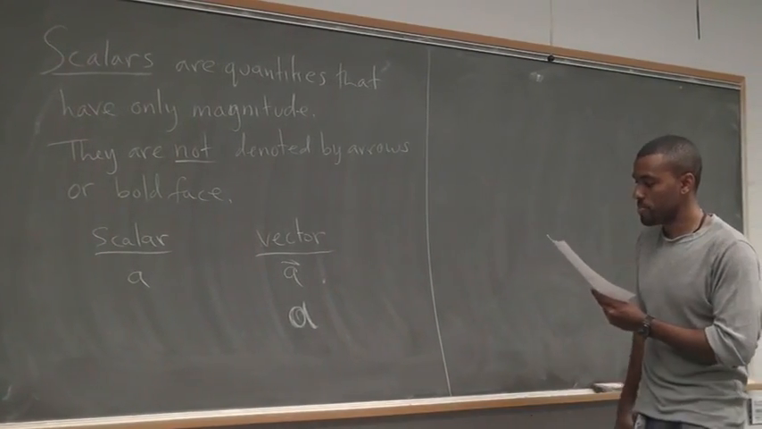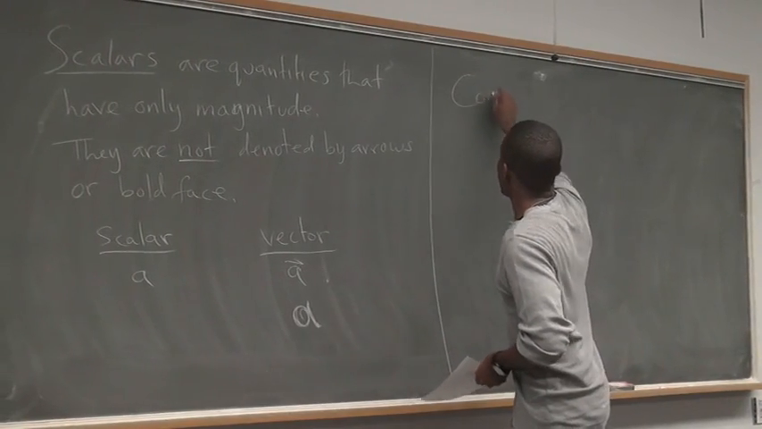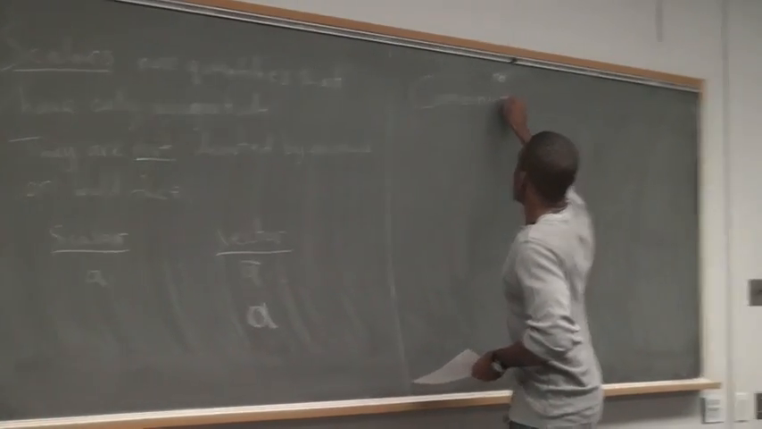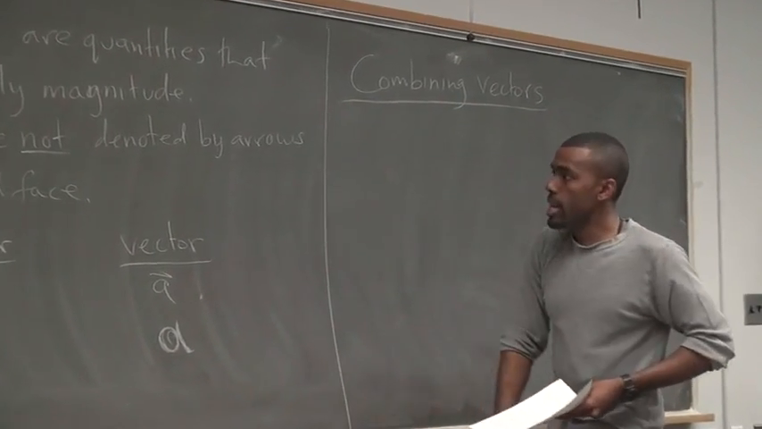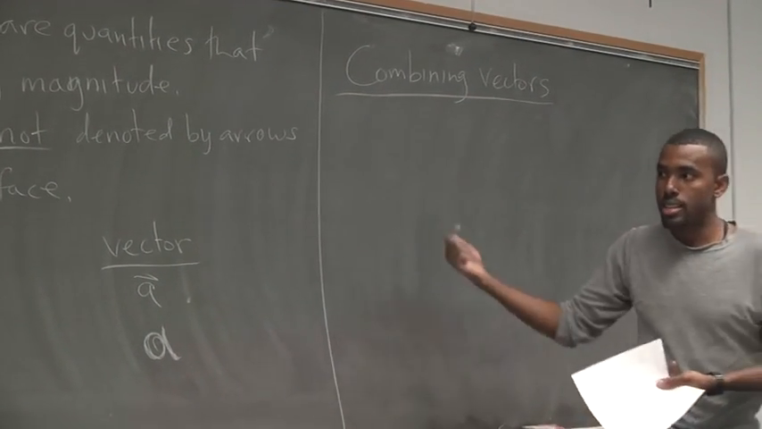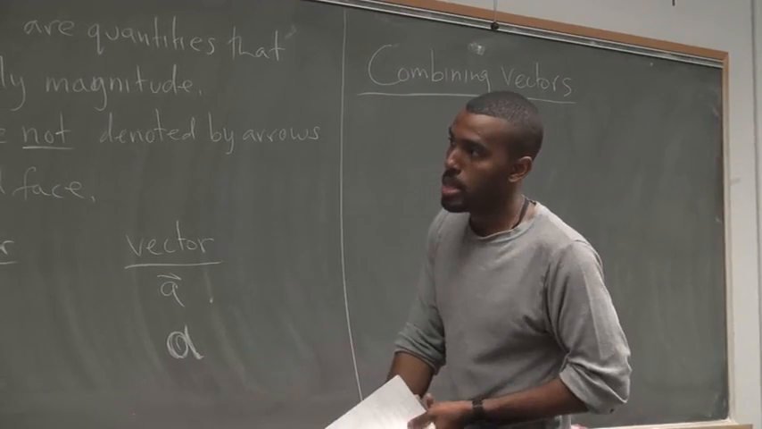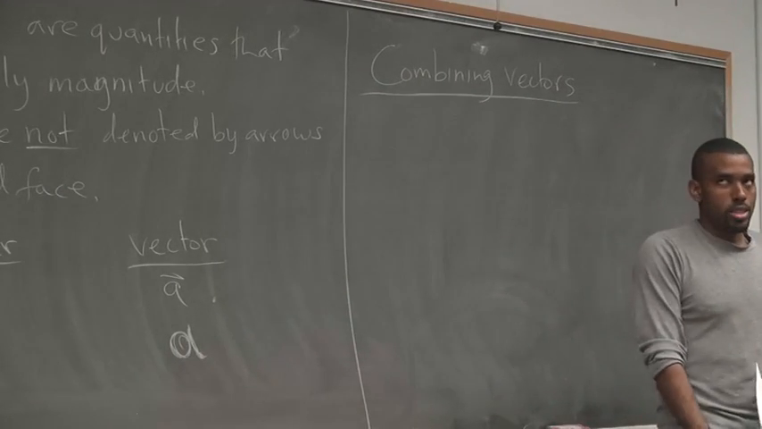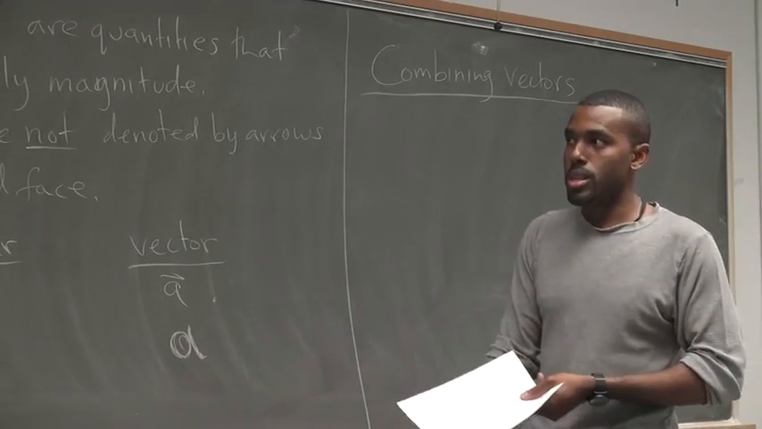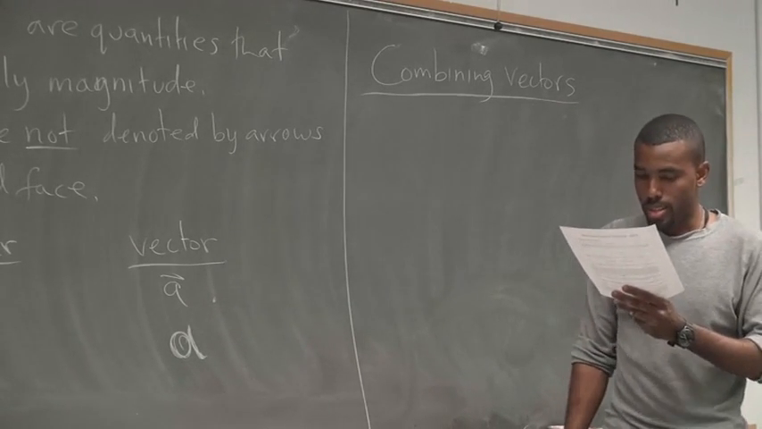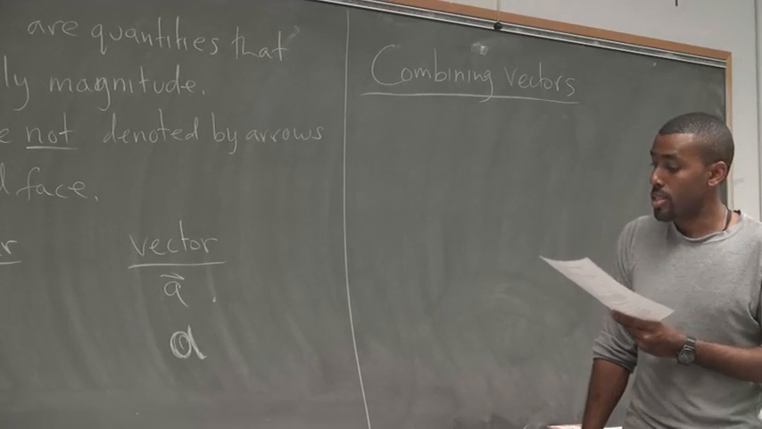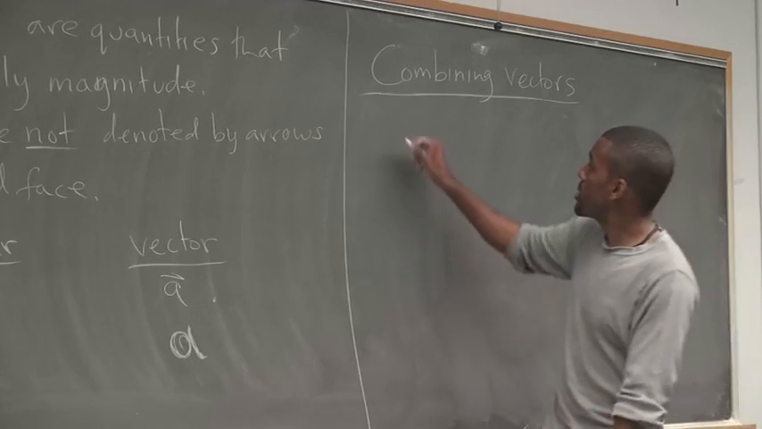And let's talk about combining vectors. You can actually combine two vectors. You can add them like numbers, you can subtract them. Multiplication is sort of weird. We're going to deal with 2 different types of multiplication in the next chapter, but it's sort of weird. Let's actually just talk about this.